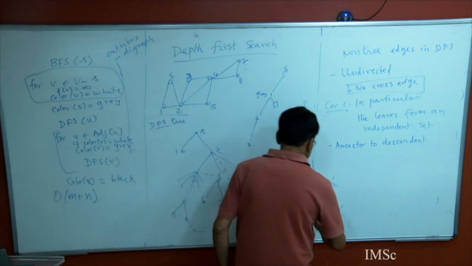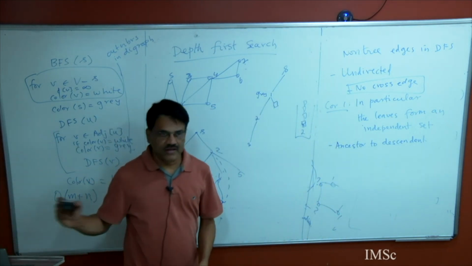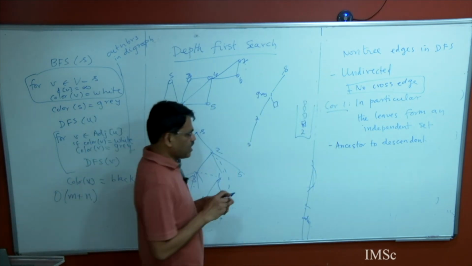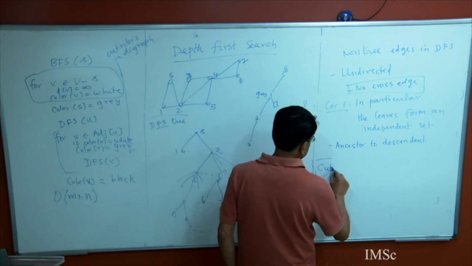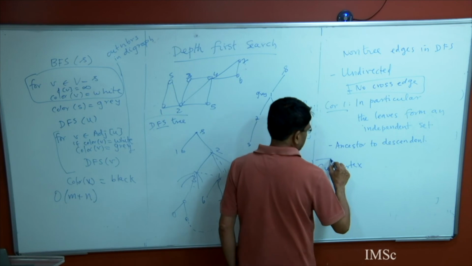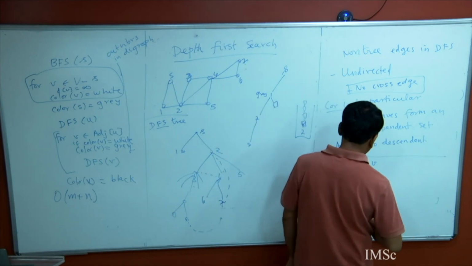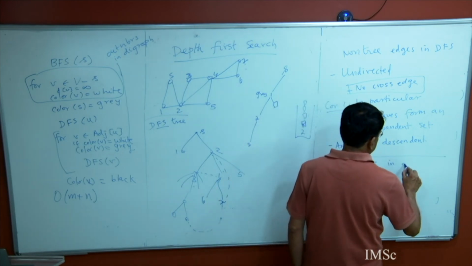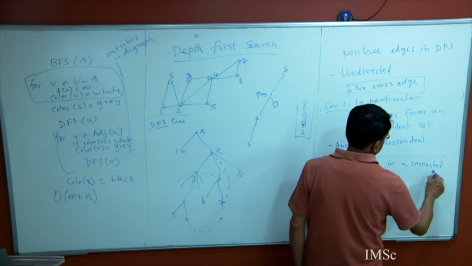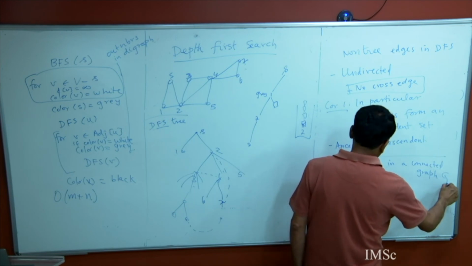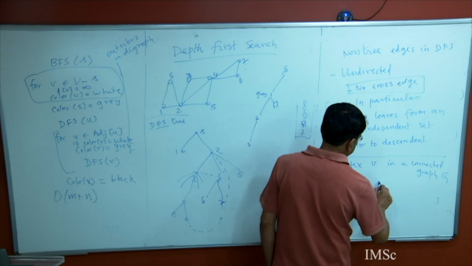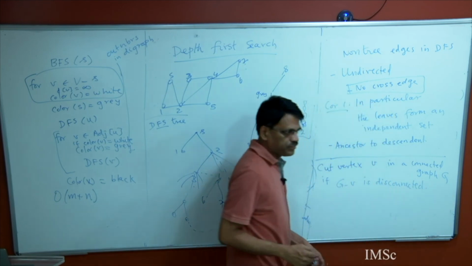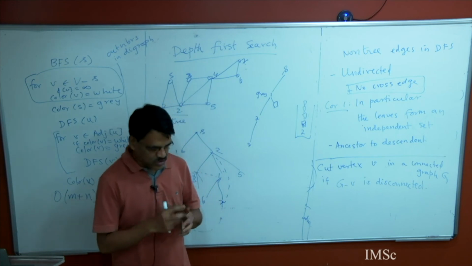Okay, so we want to look at an algorithm for this next time, but let me set the problem and let's talk about a cut vertex. A vertex V is a cut vertex if, in a connected graph G, G minus V is disconnected. Okay, so somehow it's a crucial vertex.